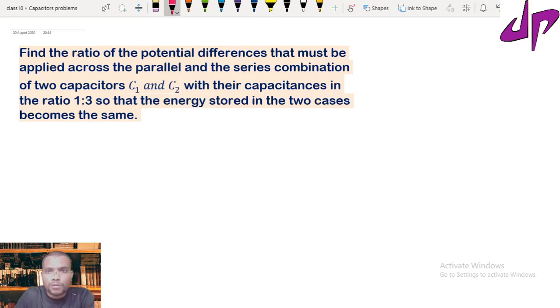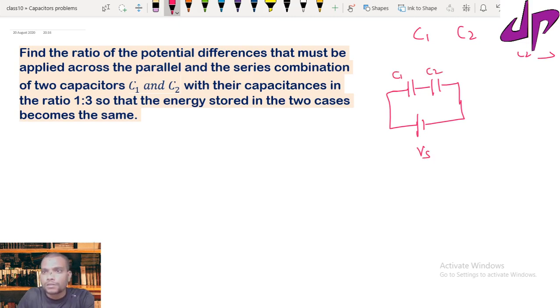From the given problem, I understood that two capacitances are there, C1 and C2. Their capacitance ratio C1 upon C2 equals 1 over 3. These two capacitors are connected in series to a potential source, that is Vs. And the same capacitors are connected in parallel to a potential source, which I can take as the potential in the parallel.